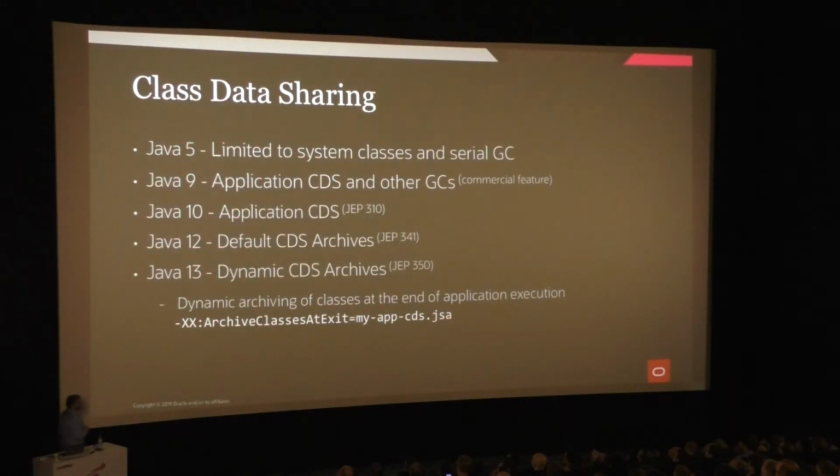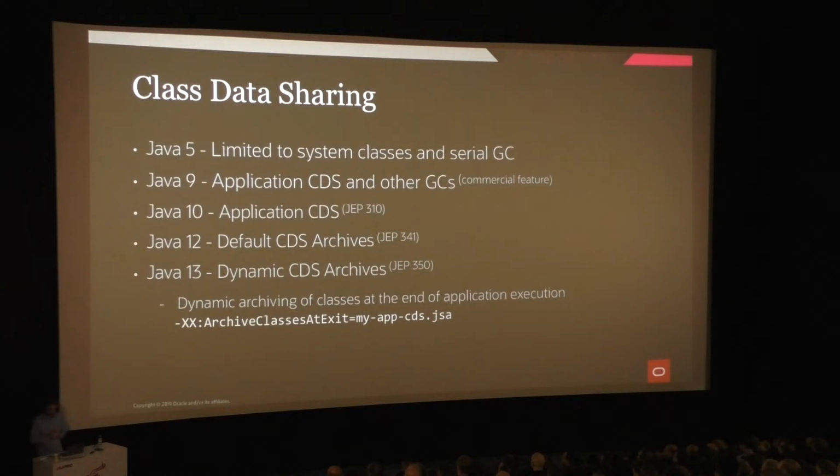So CDS is not something new. It has been part of the platform since Java 5. In the early days, it was fairly limited. It was just for the runtime classes, with support of the serial garbage collector. In Java 9, we added support for application CDS. It was a commercial feature. So the idea is that in the early days, you could only use CDS on the runtime classes. Since Java 9, you can use that with your own classes. That feature was open sourced in Java 10, so that's something that is now part of OpenJDK.